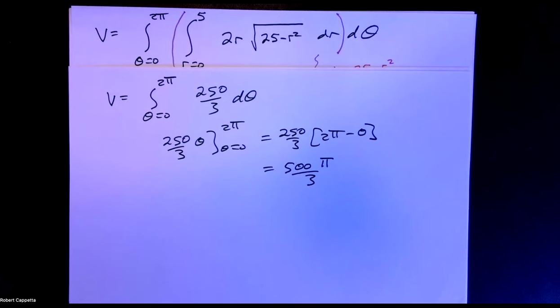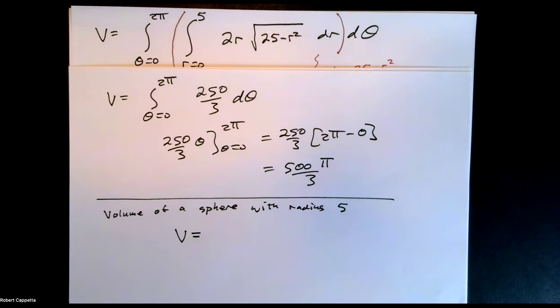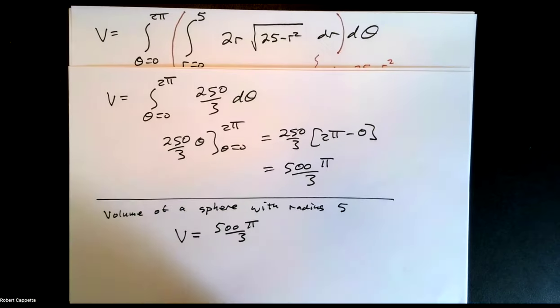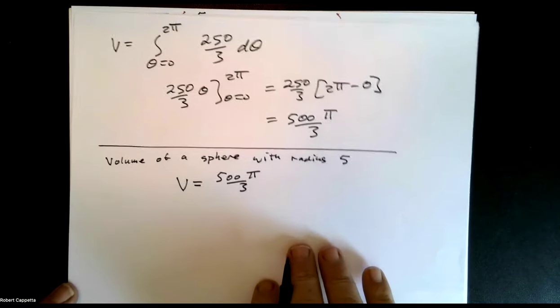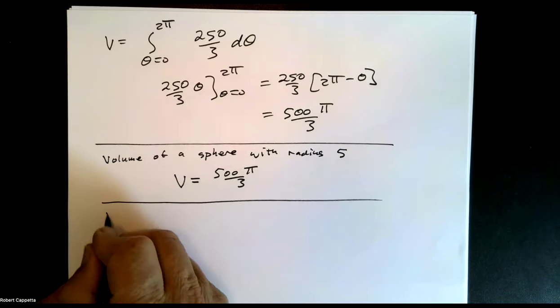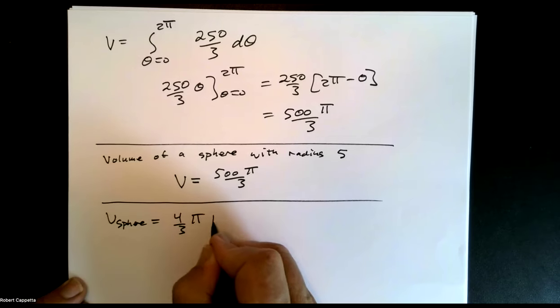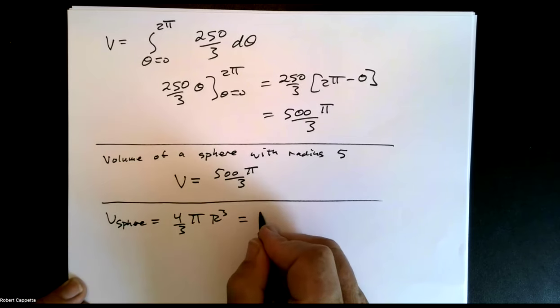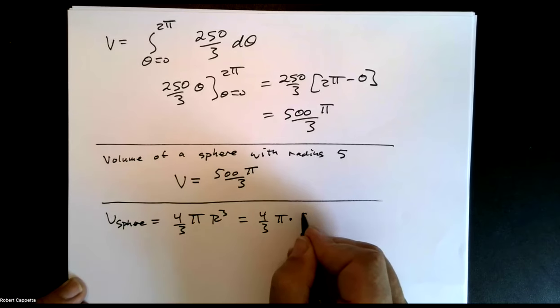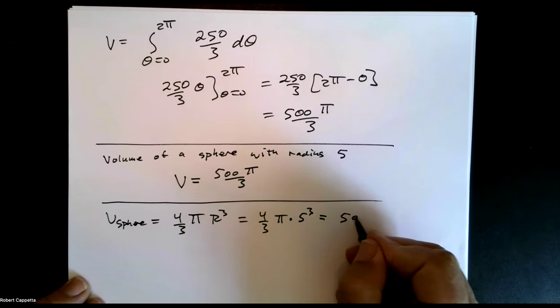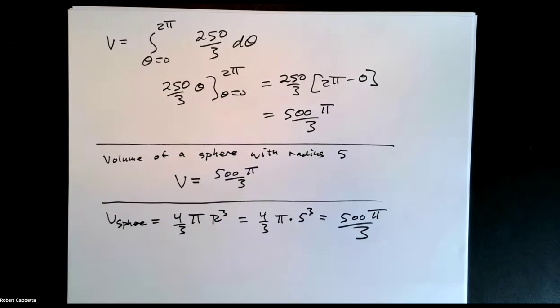And recall what this was. This was the volume of a sphere with radius 5. And again, we believe that the volume of the sphere with radius 5 is 500 pi over 3. But let's recall our formula from geometry. The volume of a sphere from geometry is 4/3 pi r cubed, in which case it would be 4/3 pi times 5 cubed, which is 500 pi over 3, agreeing with our answer from calculus.